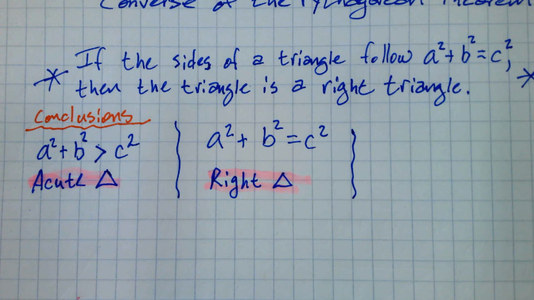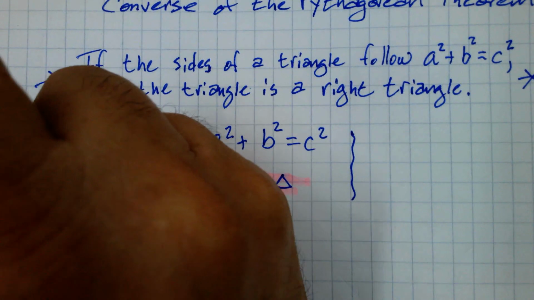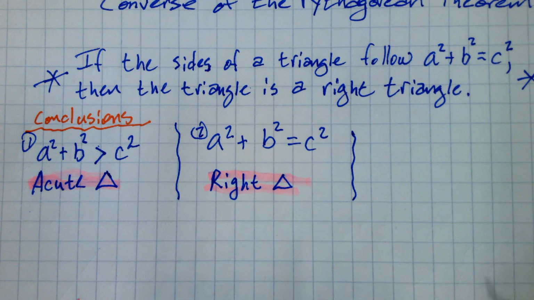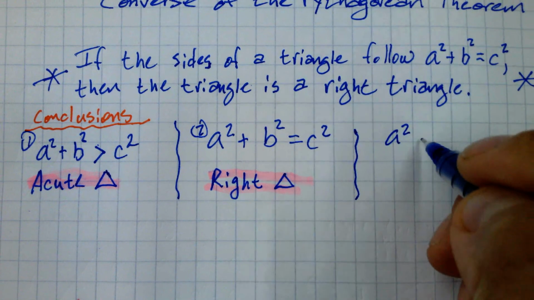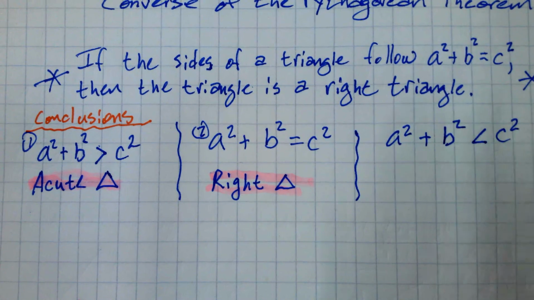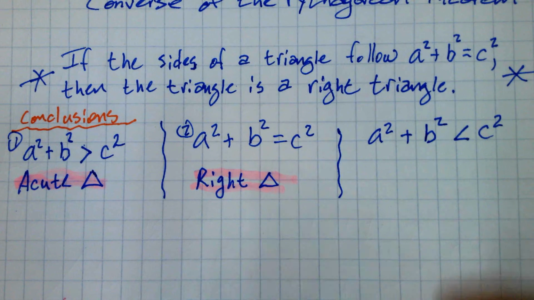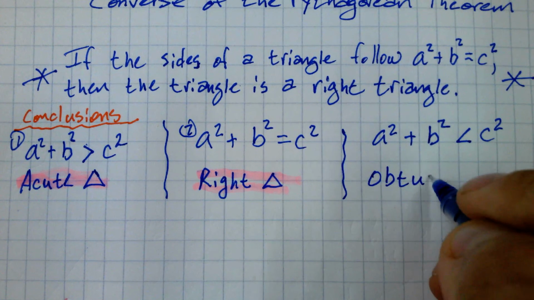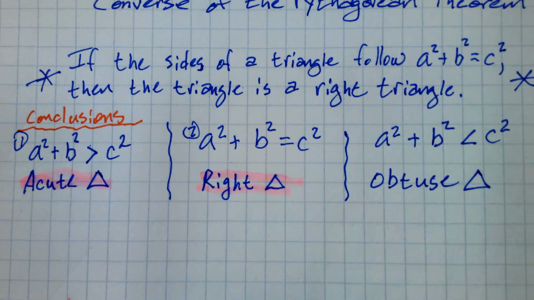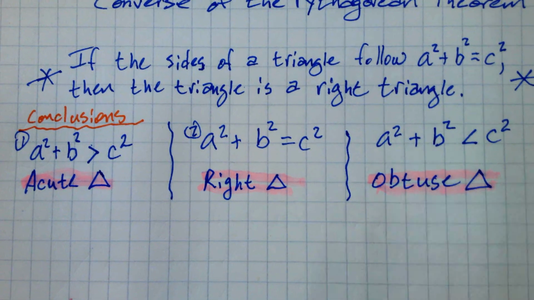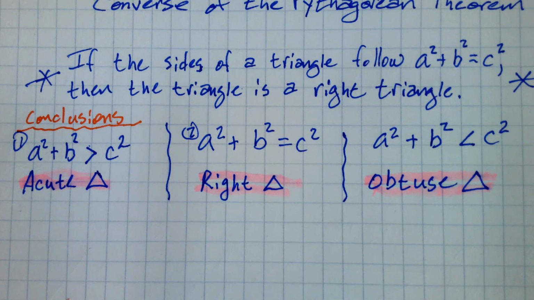And there's only one other possibility, which is the opposite of acute, right? So that would be a squared plus b squared is less than c squared, meaning c squared is bigger. And that would be an obtuse triangle. Okay. So without looking at the triangle, as long as you tell me the length of each side, I can tell you what type of triangle we're going to have.